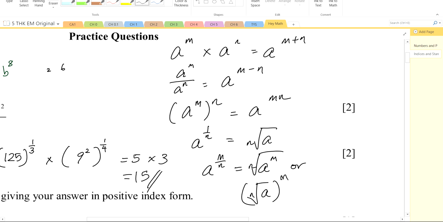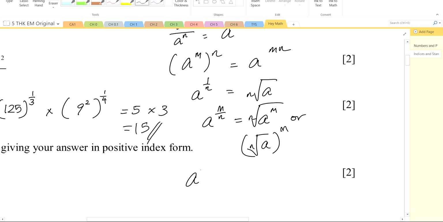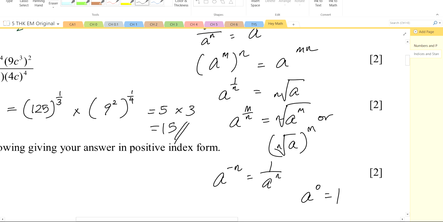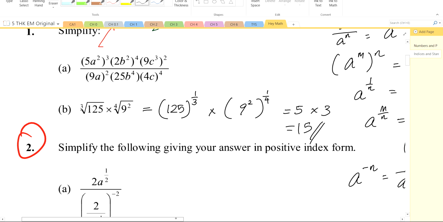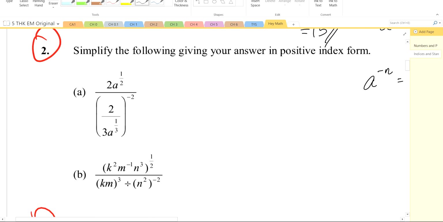Okay, then any more that I missed out? Oh yes, the negative. A to the power of negative n equals to 1 over a power n. And then there are a few more which are special. A to the power of 0 equals to 1. So this is the summary of our indices. Okay. Go and watch the video. I don't have time to let you copy all these things now. Then in your textbook also.